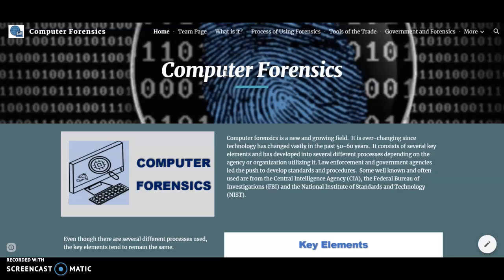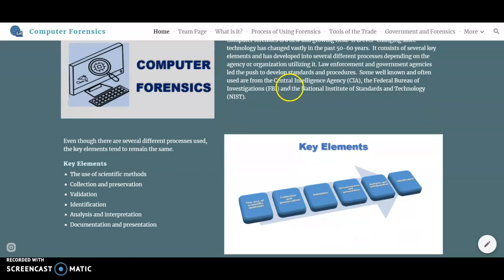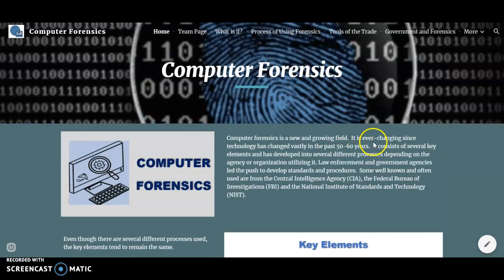We called ourselves the Sherlock Bite Squad of CIS 110, and we chose our topic to be computer forensics and all its different aspects. Here we have the homepage, which gives us a brief overview and touches on each and every one's part. So the computer forensics, the history, and the government agencies, that is both mine and Genesis's part.